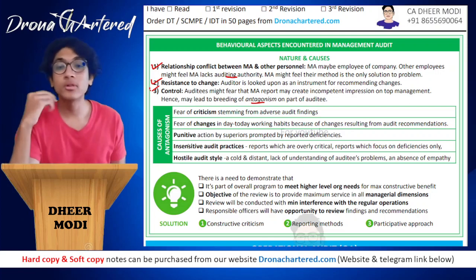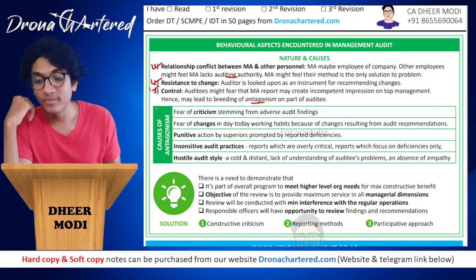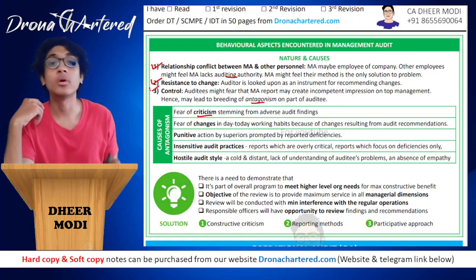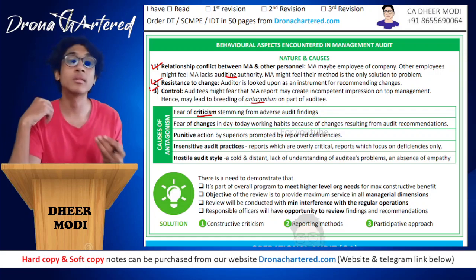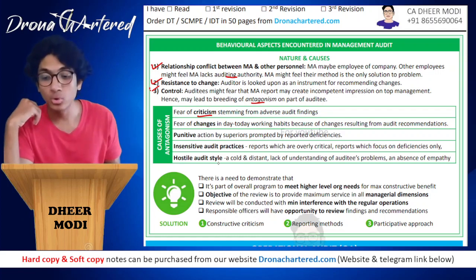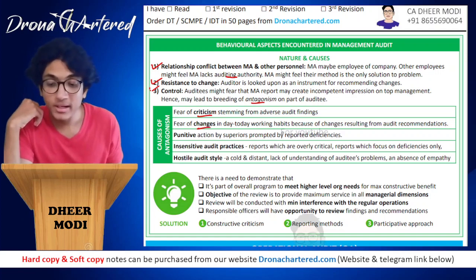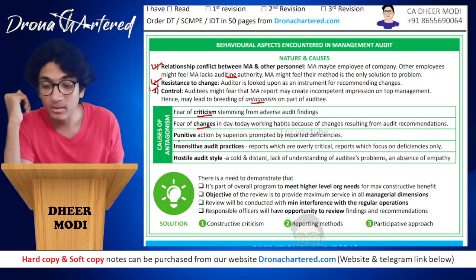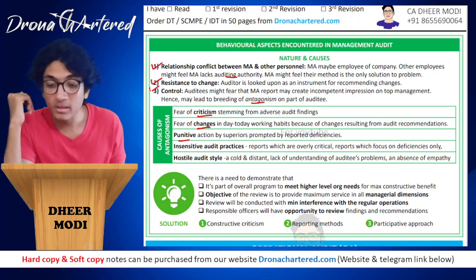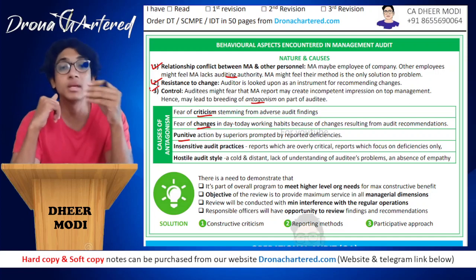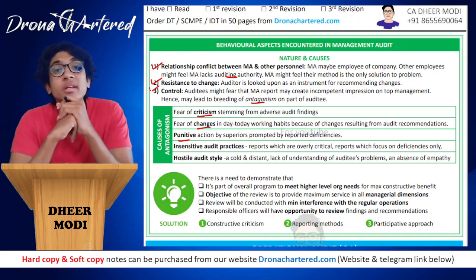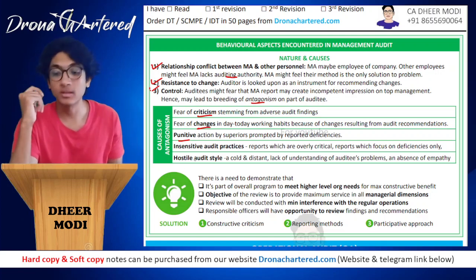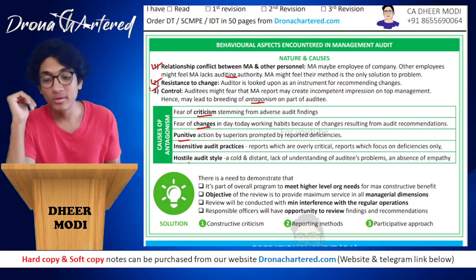Now, what are the causes of this hatred? What are the causes of antagonism? First is fear of criticism, stemming from adverse audit findings. You fear criticism. That means when someone says something not good to you. Then fear of changes in day-to-day working habit because of changes resulting from your audit recommendations. Any punitive actions by superiors prompted by reported deficiency. That means if the auditor has reported certain deficiencies and they decide that, boss, we will fine you for this, we will do punitive action. So therefore, in such a case, this is your cause of antagonism.